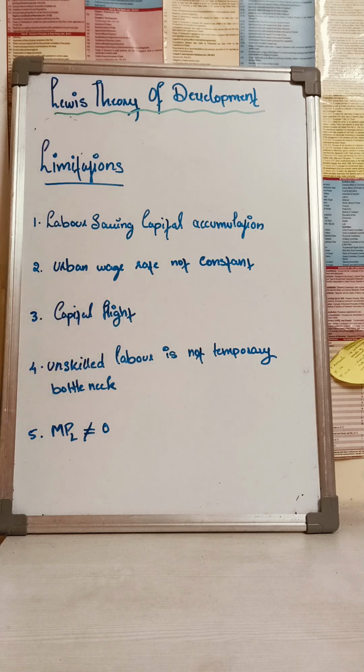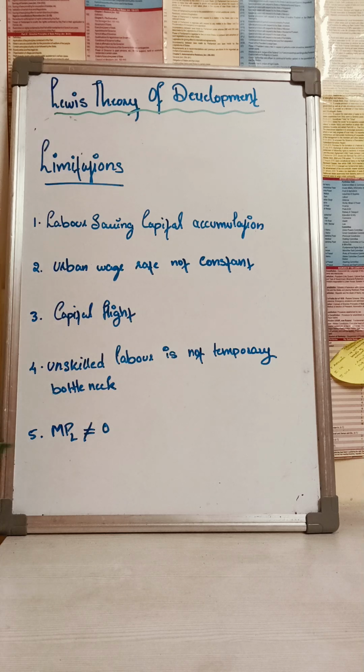Third, capital flight. The theory assumes that the industrial sector will reinvest in the domestic economy, but there is a good chance that it doesn't invest in the domestic economy. Fourth, unskilled labor is not a temporary bottleneck. Arthur Lewis has suggested that unskilled labor from the agricultural sector can be a problem which is solved by training the unskilled labor and making them skilled. But it is not an easy process, and it is time consuming and requires a lot of cost.